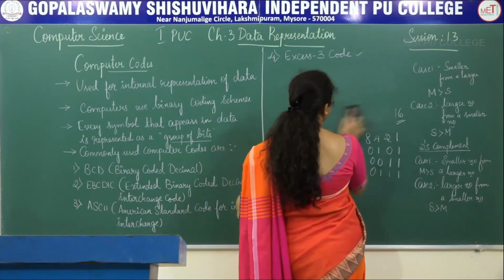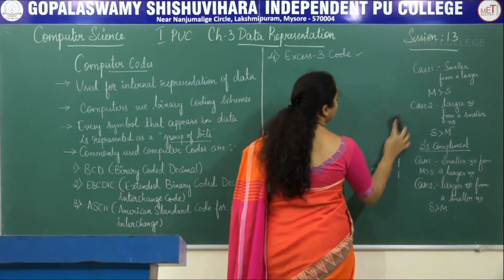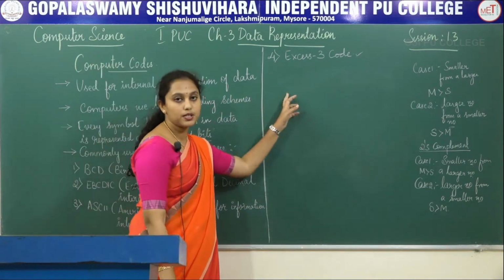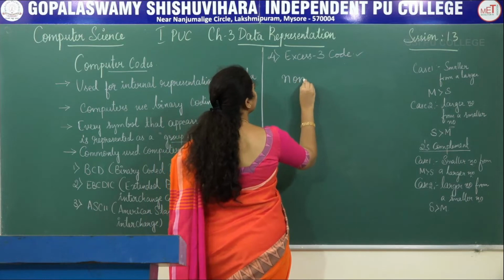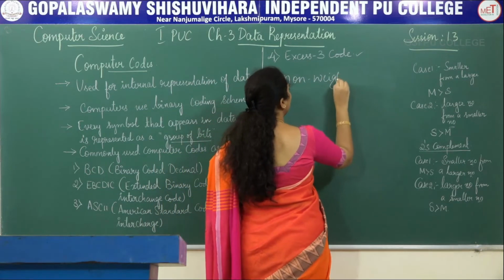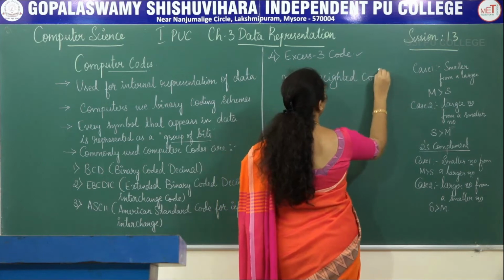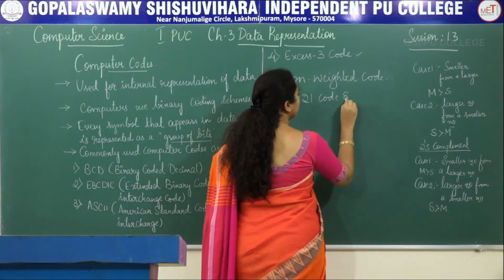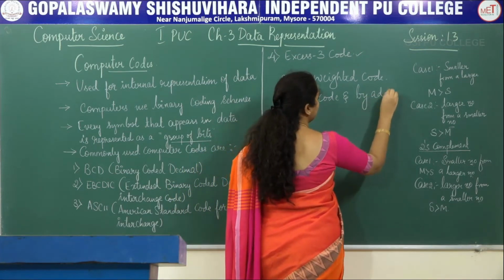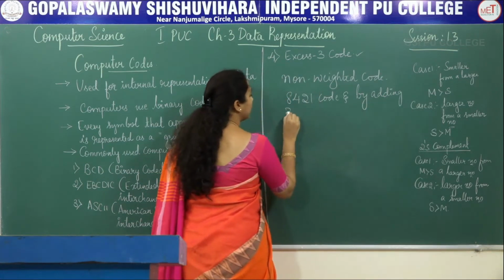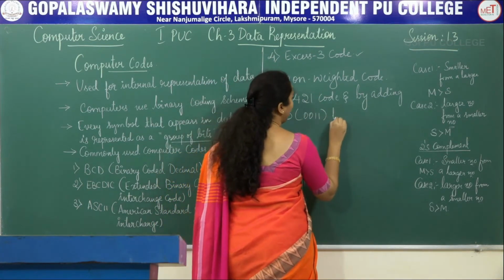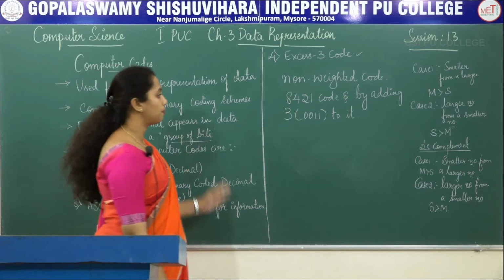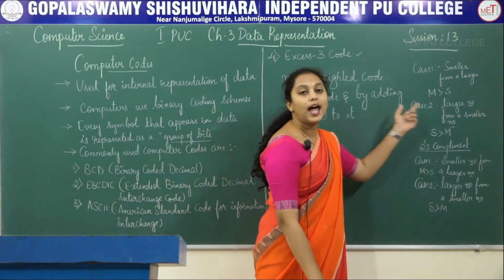Next is XS3 code. What is XS3 code? XS3 code is a non-weighted code, and it is obtained from 8421 code by adding 3 to it. So XS3 code is nothing but a non-weighted code which is obtained from 8421 code by adding 3 to it.